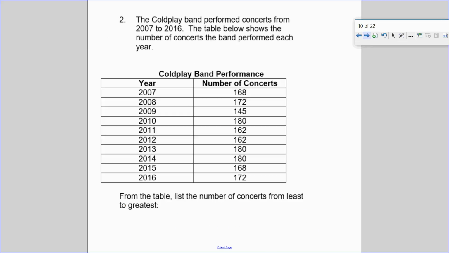And let's do one last one. List the number of concerts from least to greatest. So these are the numbers. God, Coldplay loves to perform. They perform almost half the year. 145, I think, is the least.